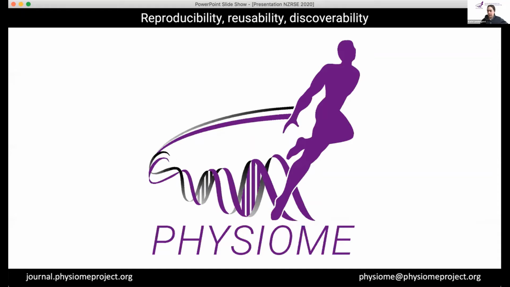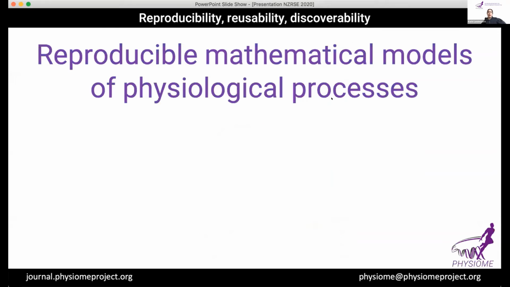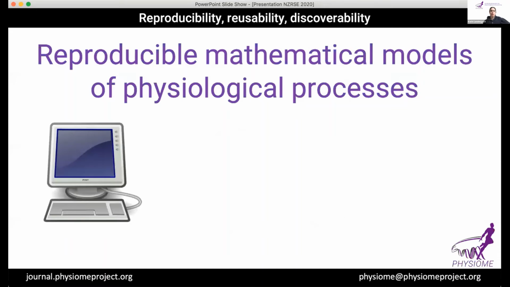So my name is Karin, and I'm here to represent the scientific journal Physiome that we have recently launched. It is a journal about reproducible mathematical models of physiological processes. Because these models are implemented as computer code, one would think that they should be very easy to reproduce because, I mean, it's code. You should just be able to send it to someone else and they could run it.